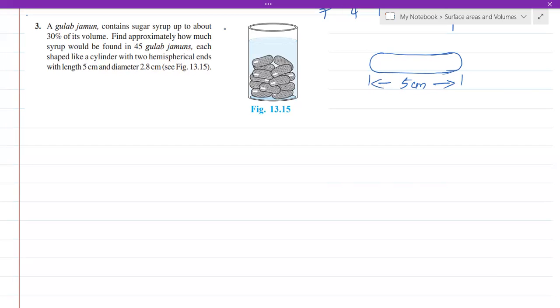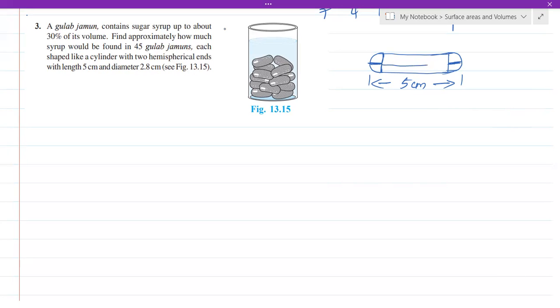Now, the diameter is this length. The diameter is 2.8, so the radius will become 1.4. So this length is also 1.4 and this length is also 1.4, isn't it? So the height of the cylinder will become how much? In 5 centimeter, less 1.4 and 1.4. If you take it out, 5 minus 2.8 becomes 2.2. So the height of the cylinder is 2.2 centimeter.